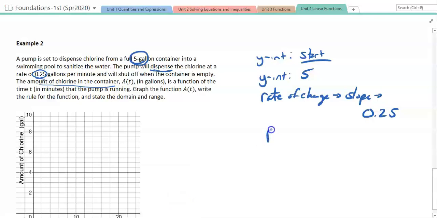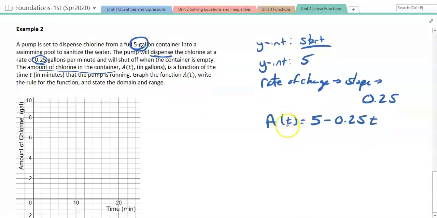To build this function, we're going to get that A of t is equal to 5, that's our y-intercept, minus 0.25, that's the rate at which the chlorine is being dispensed, times the time. Because remember, our variable is not x in this case, but t, and A of t is the amount of chlorine left in the container. And so let's plot this out.